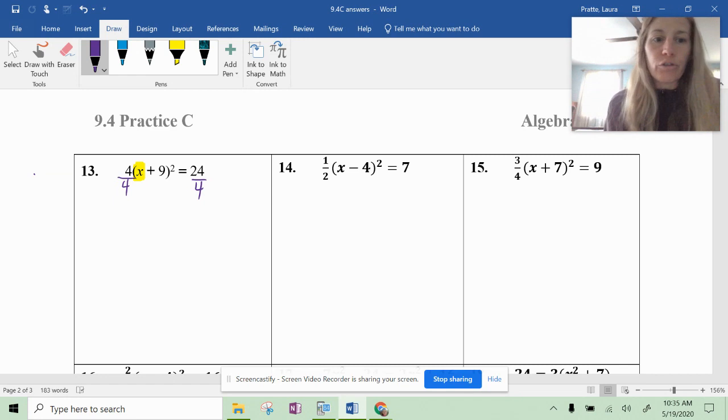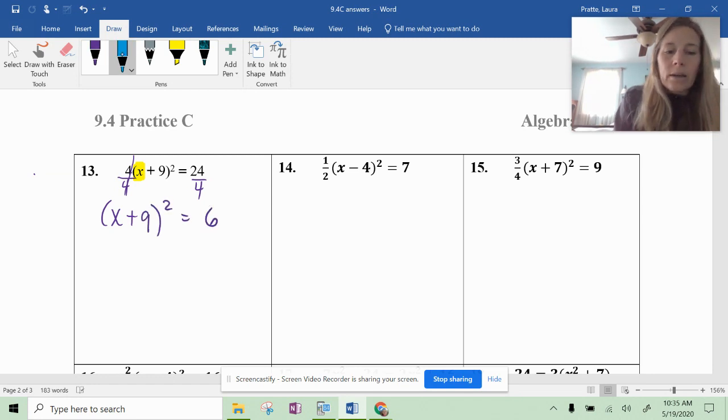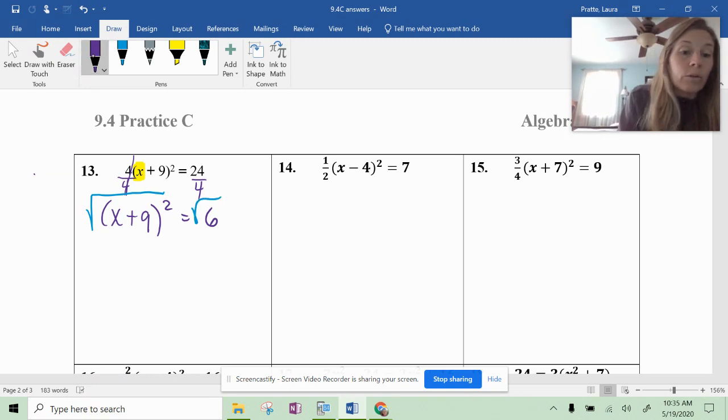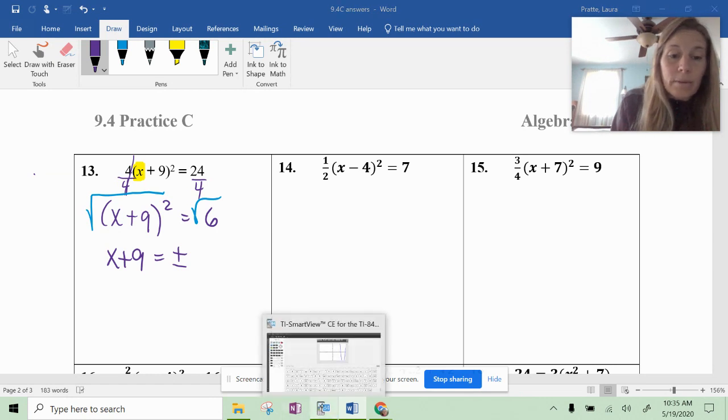Unless you like doing extra work, do not do that. So we have x plus 9 squared equals 6. To do anything else here, you got to get rid of that exponent. So unless you want to FOIL something out, which is more work, you can do that, but I would just do the square root to get rid of it. That's going to be a little bit easier than doing all of that FOILing. Now, square root of 6, remember, there's two answers. That's the mistake people make. They forget the plus minus.